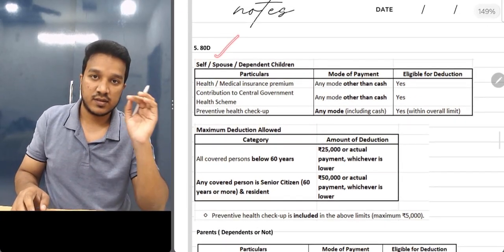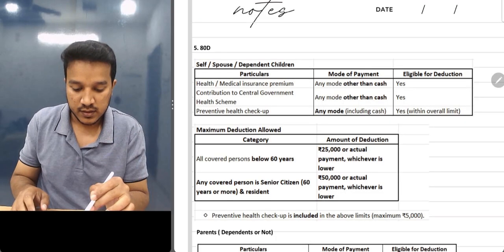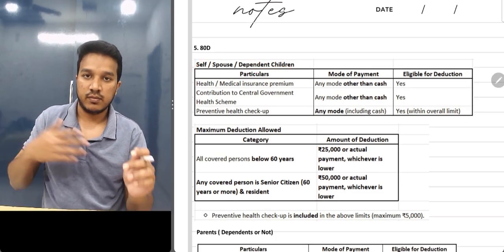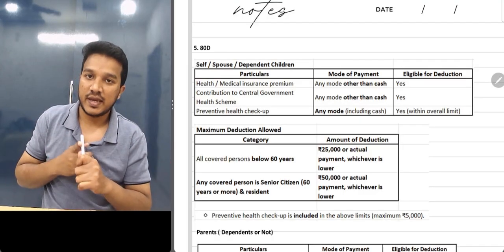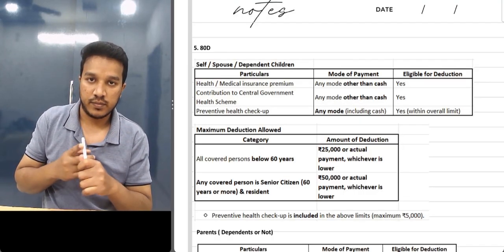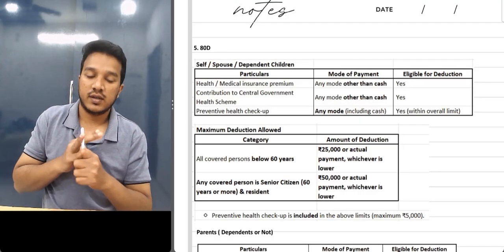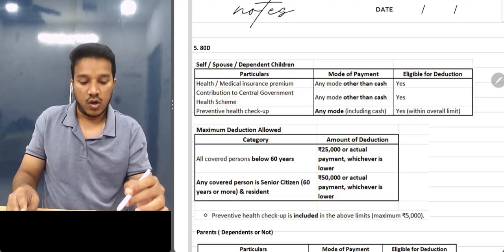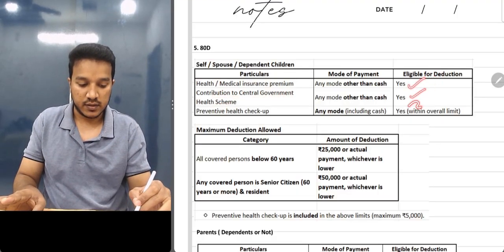80D, I've summarized this perfectly. First, self, spouse and dependent children. Self, spouse, meaning me, my wife and my children. If I'm paying any health insurance for them, preventive health checkup, or contribution to a central government health scheme, I'm eligible for all these three.